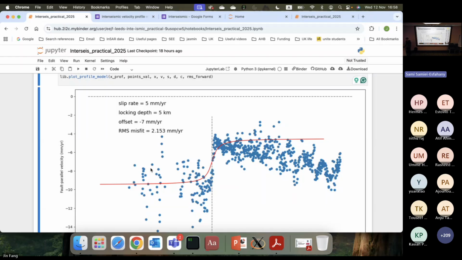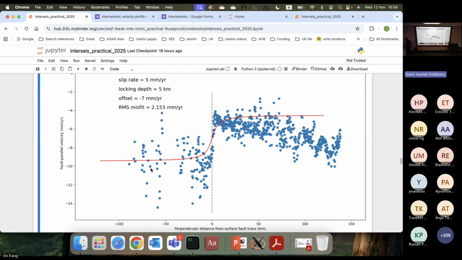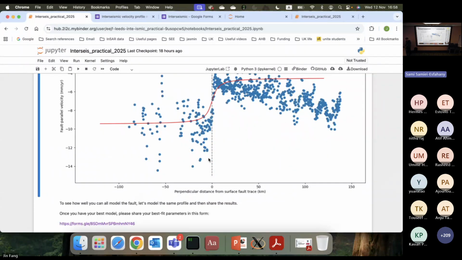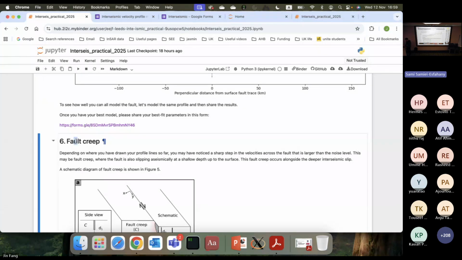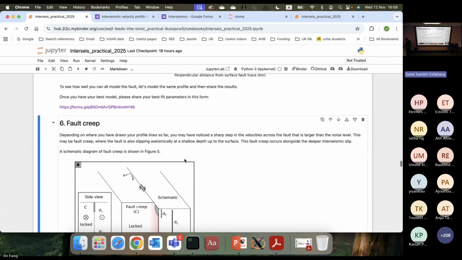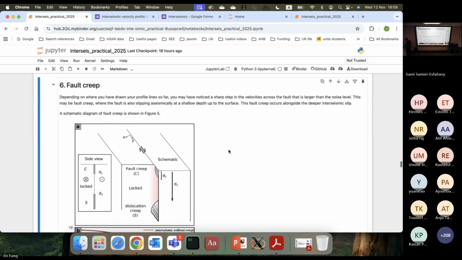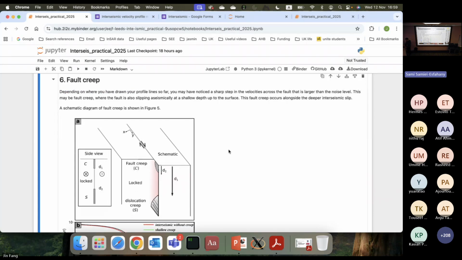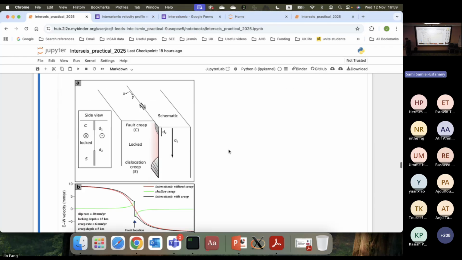Okay, let's move on. You may have noticed that there is a steep gradient across the fault, meaning that this could be a sign of fault creep, meaning a very shallow locking depth. Now let's move on to the fault creep section. Fault creep means the fault is slipping aseismically at shallow depth up to the surface, and this fault creep occurs alongside the deeper interseismic slip.